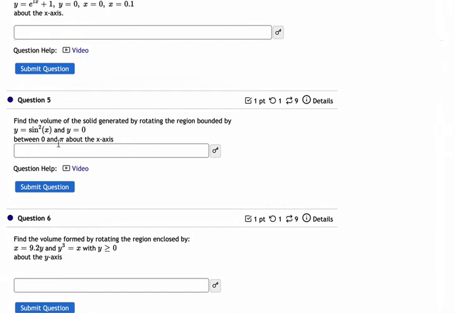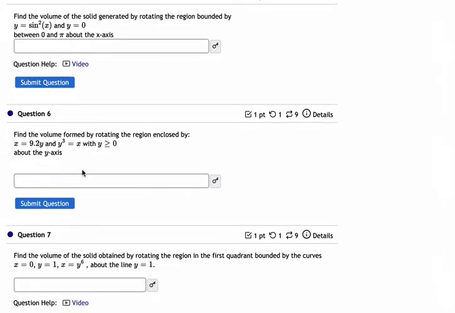Note they give you the bounds of integration right here in the problem, which is kind of convenient. Makes it easier to set up your integral. Question 6, finally, I think you're going to use the washer method here. Let's see what it says. Find the volume formed by rotating the region enclosed by these two curves about the y-axis. So the y-axis, that's the vertical axis.